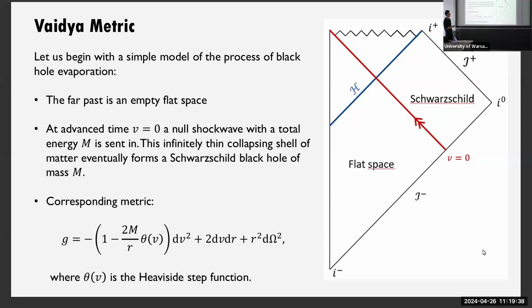But then you can just calculate the ADM mass corresponding to this metric, and it's m. So it's very simple. If you take this metric twice, then the equation will give the energy-momentum tensor as n times delta.